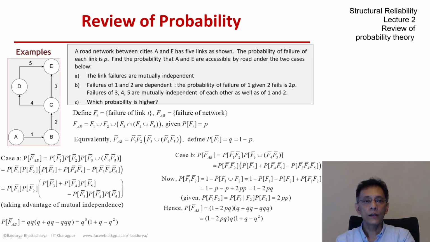Now, which one is better? We'll use the word reliability a little later, but which situation is more reliable, or which success probability is a little higher? So we can just compare the two answers, and because 1 minus 2pq is always greater than q squared unless q is equal to 1, case B has a higher success probability.